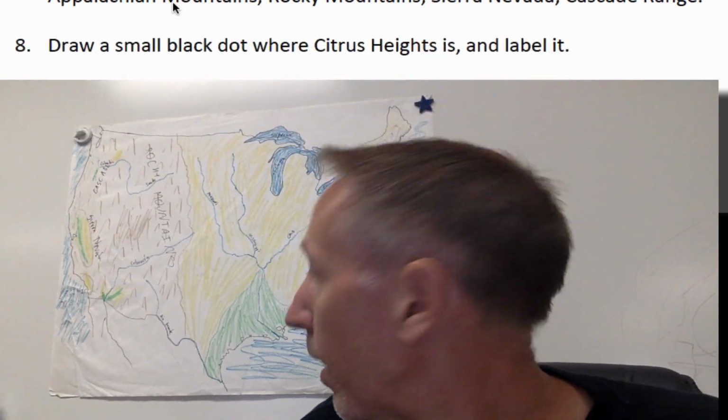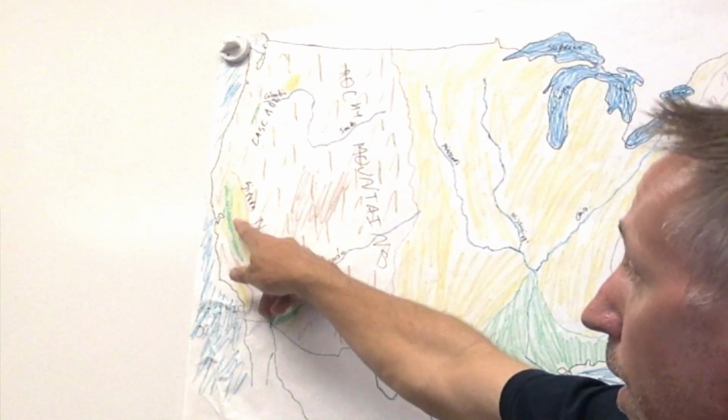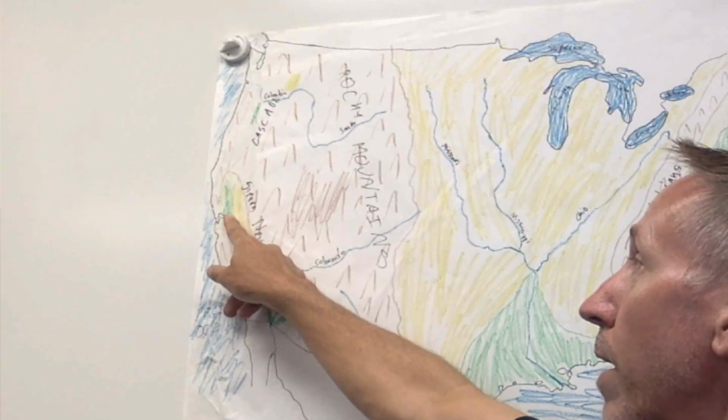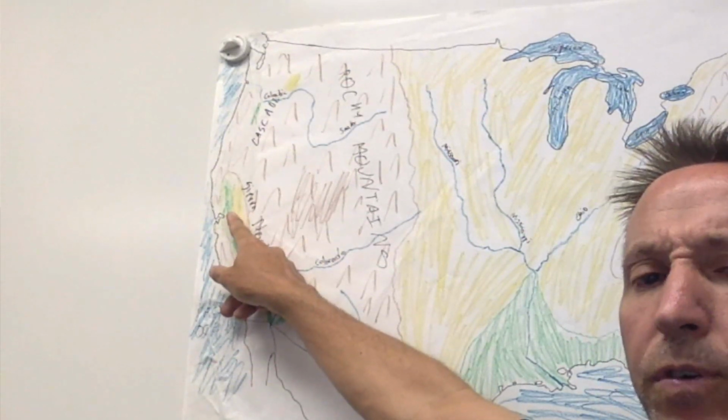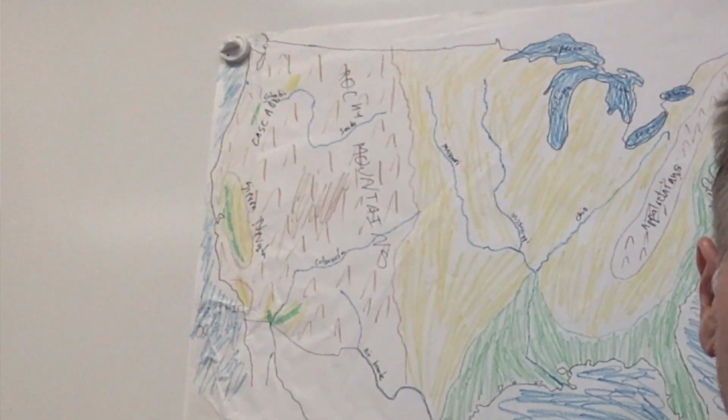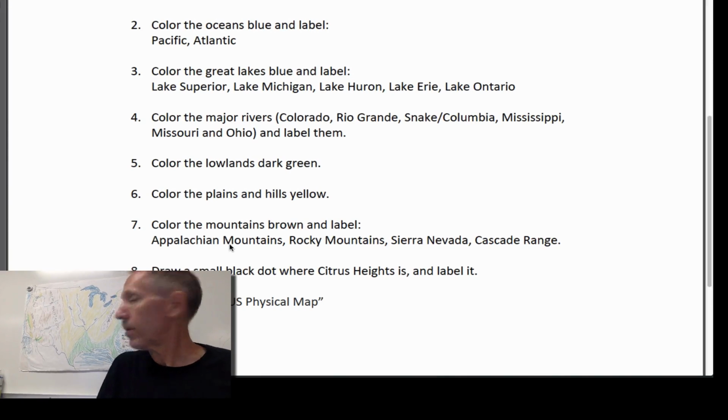Draw a small black dot where the city of Citrus Heights is, and if you find the bay in the middle of the valley, or towards the beginning of where those foothills are, is about where you want to put it. And then finally, title the key U.S. physical map. Okay? Pretty much that's it.